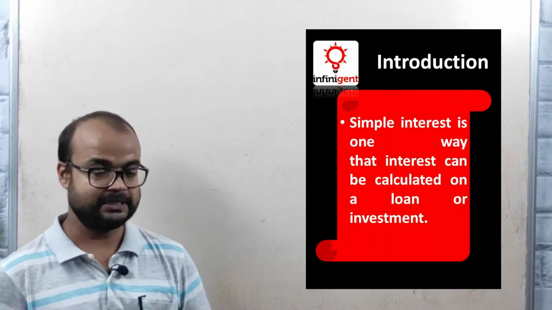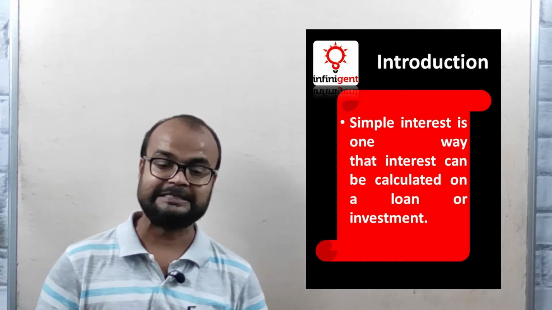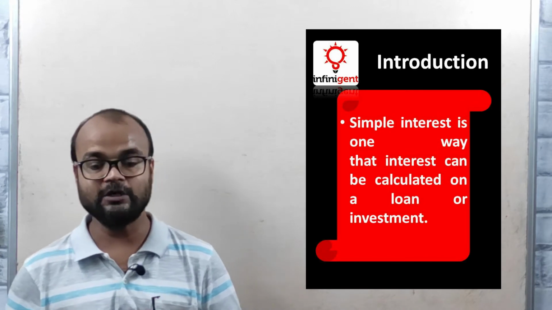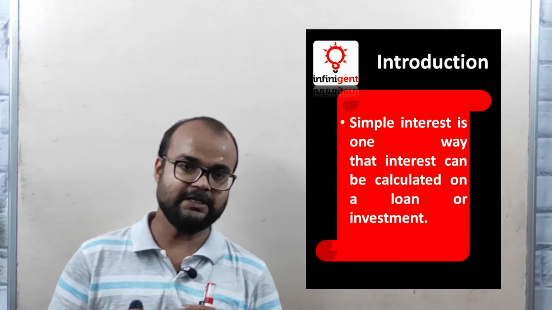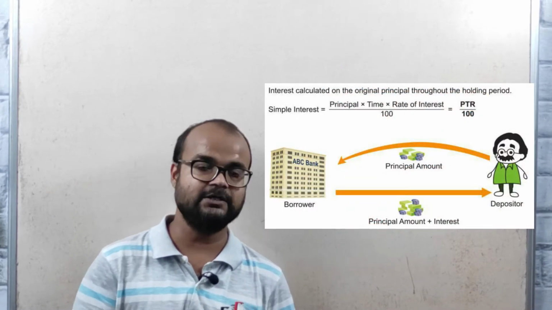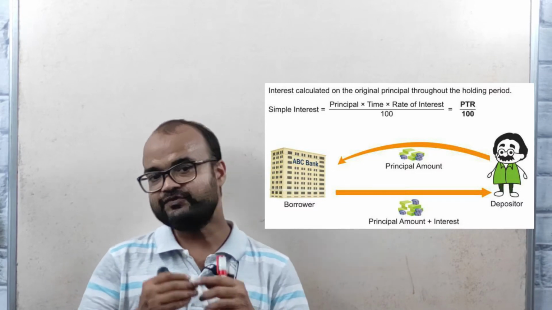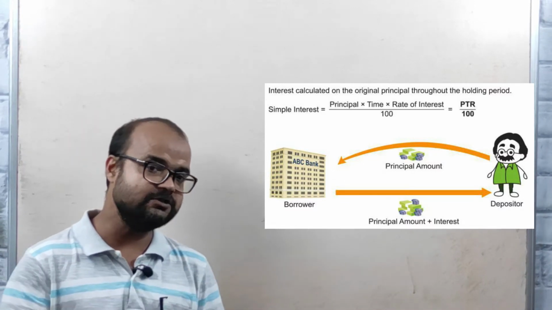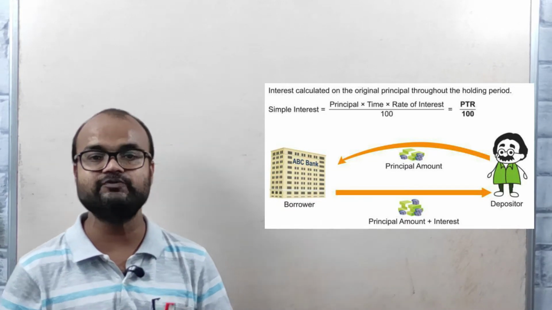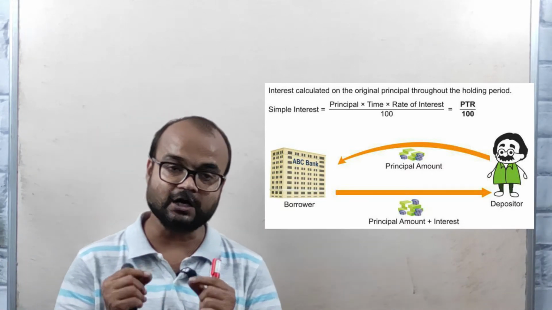So let us first go through the definition of simple interest. What is simple interest? Simple interest is one way that interest can be calculated on a loan or investment. In simple language, suppose you deposit rupees 100 in a bank. Now after 1 year, the bank returns you 110 rupees. That extra 10 rupees you received from the bank is the interest earned by you.